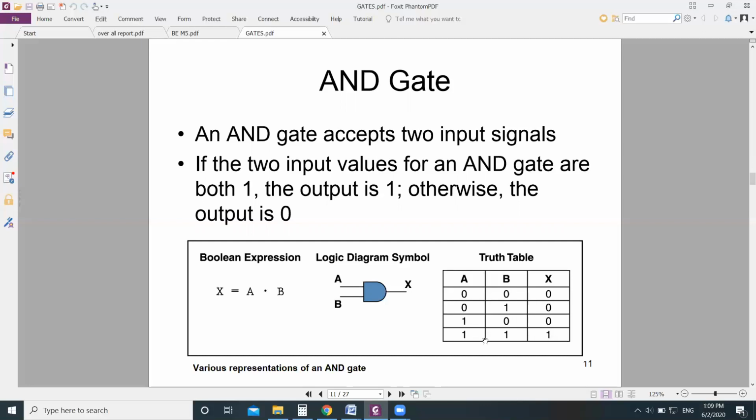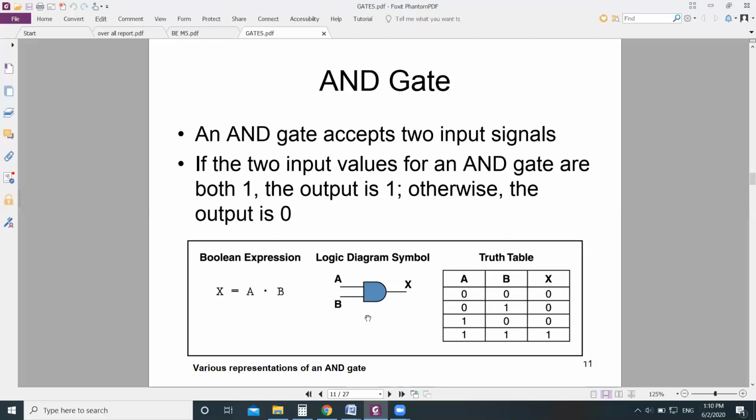If you observe the input conditions for this output 1, the inputs will be high, that is 1, 1. If A is 1 and B is 1, then only the output is 1. If both are 0, the output will be 0. If any one of these is 0, then the output is 0. If both are 1, then only the output will be 1. Okay. And this is the symbol or logic diagram of an AND gate.